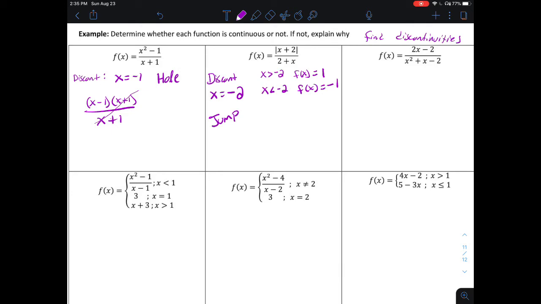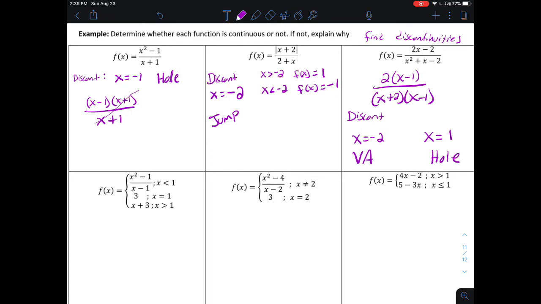All right, look here at the third one. So to find our discontinuities, let's factor it. The numerator would be 2 times x minus 1. The denominator is going to be x plus 2 times x minus 1. So we have more than one kind of discontinuity right here. We have a discontinuity at two places: at x equals -2, and at x equals 1. The kinds of discontinuities: we have a vertical asymptote at -2, and we have a hole at +1.